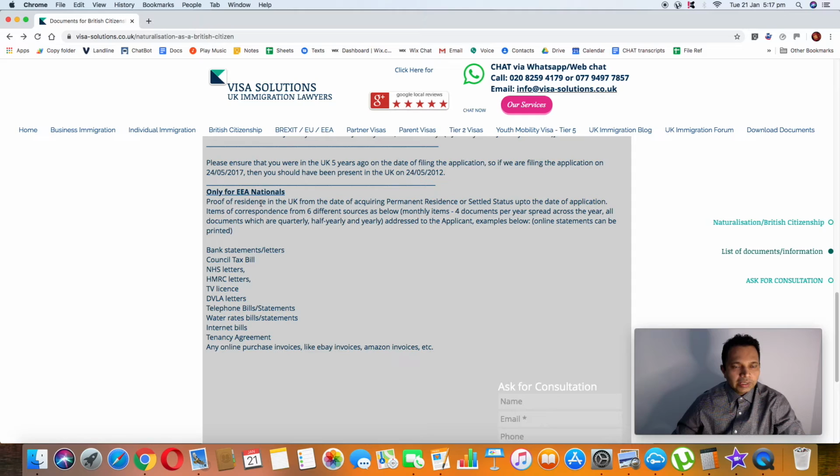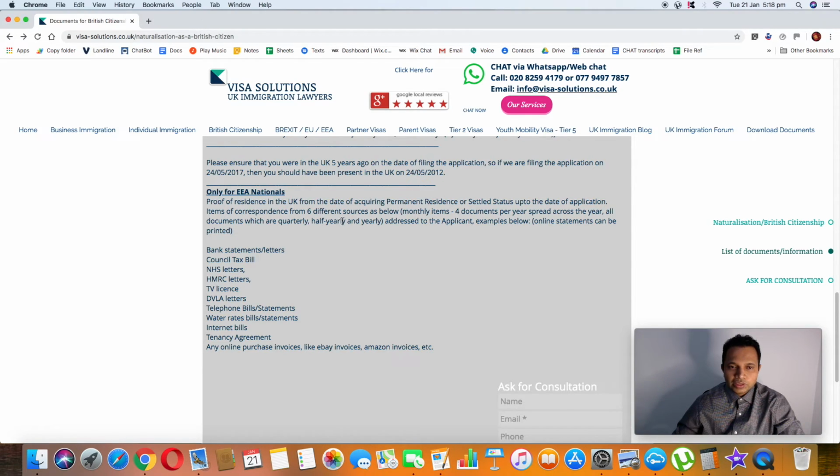This is only required for EEA nationals, or non-European nationals who have lost their passports in the last 5 years. So proof of residence in the UK. For EEA nationals, it will be from the date of permanent residence, if they've got permanent residence, or settled status, up to the date of application.